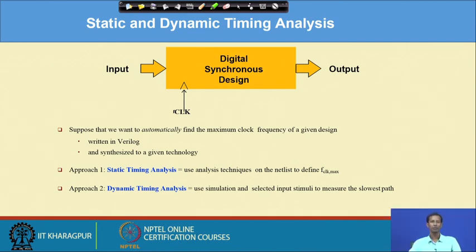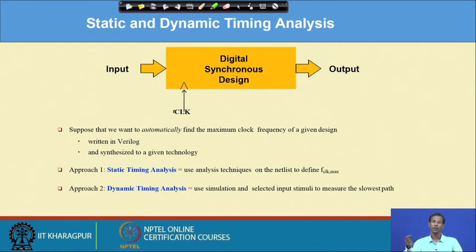How can you do it? Timing analysis can be done in two ways. One is static timing analysis, another one is dynamic timing analysis. So, what is static timing analysis? Static timing analysis uses analysis techniques on the netlist to define this f clock max. Whatever is the critical path, from the input to the output, the path which takes the maximum time is the critical path for your system. So, 1 divided by the time that particular path takes is basically the maximum achievable frequency.